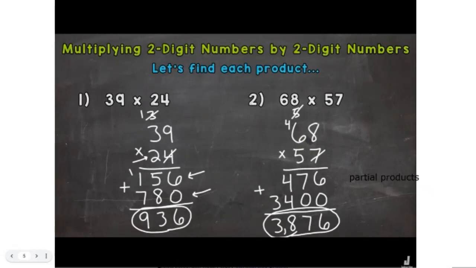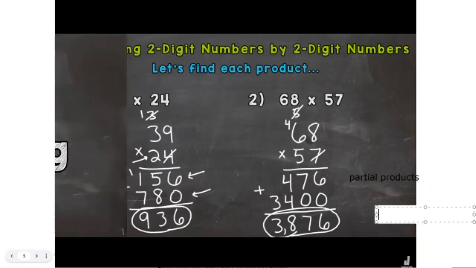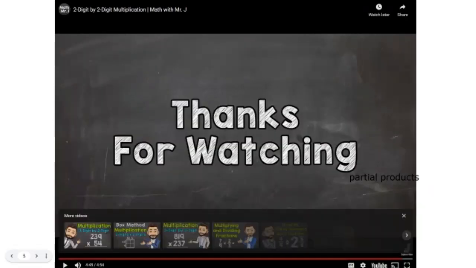So there you have it. There's how you multiply 2-digit numbers by 2-digit numbers. I hope that helped.